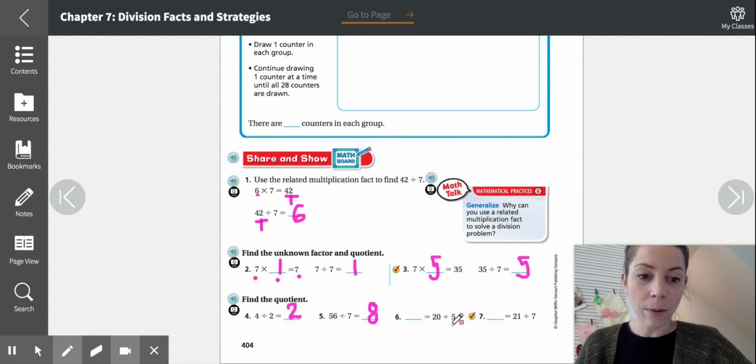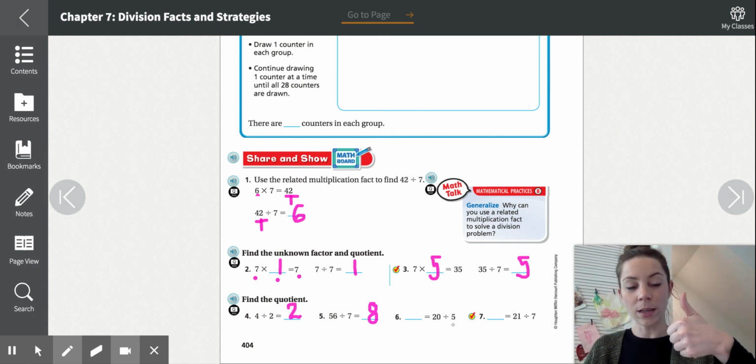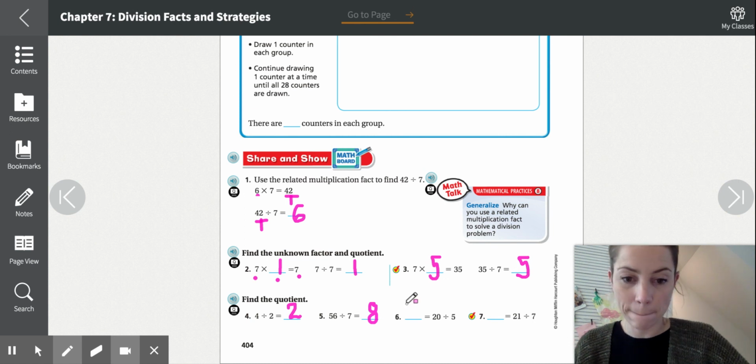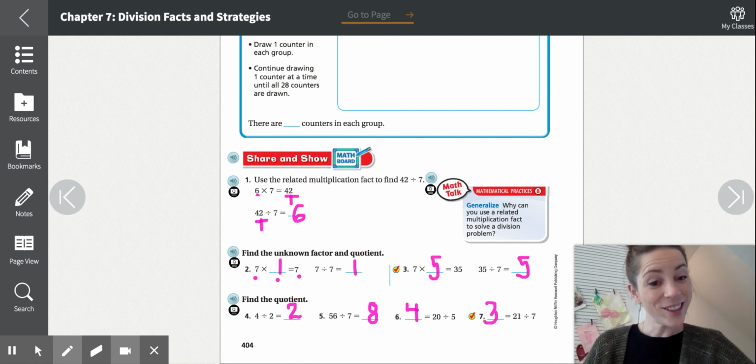Okay, 20 divided by 5. Counting by 5s, how many times to get to 20? 5, 10, 15, 20, 4. And 21 divided by 7. Hopefully a lot of you know that one by now. It's 3.